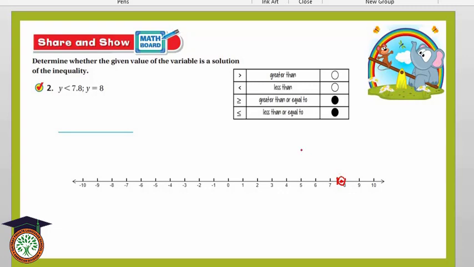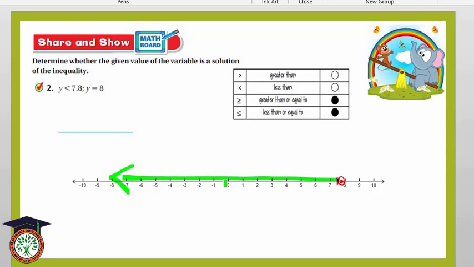The second part, I am going to do what? I'm going to shade a part of the number line. Which part, to the left or the right? Go back to your inequality and look. It says y less than. Less than means I'm going to move to the left. Okay? And I'm going to put the direction of my arrow like this.